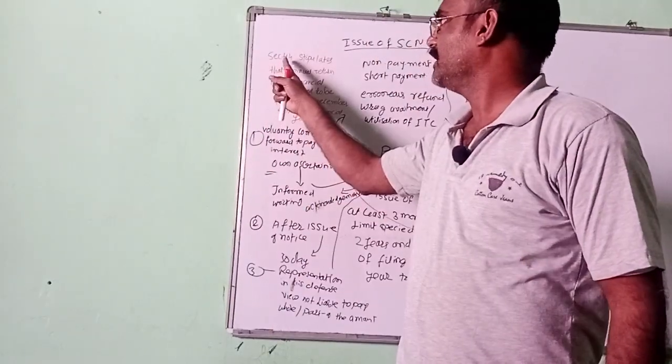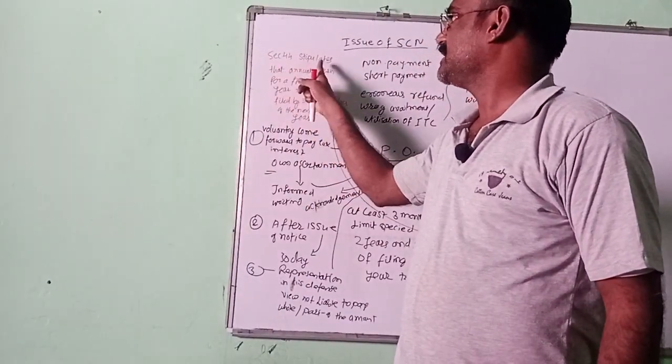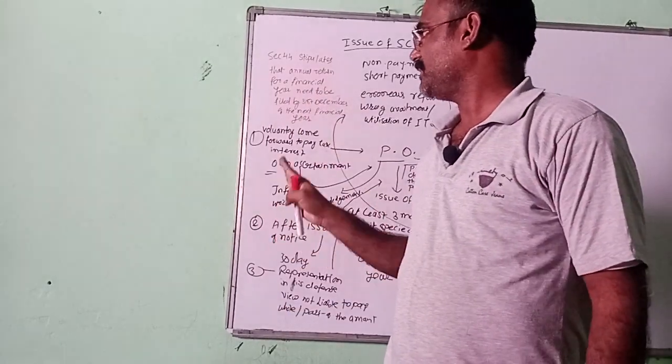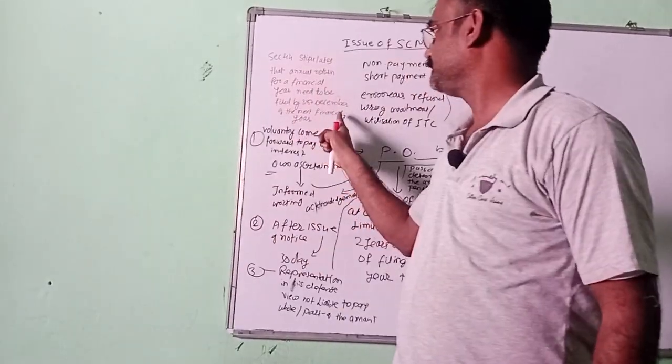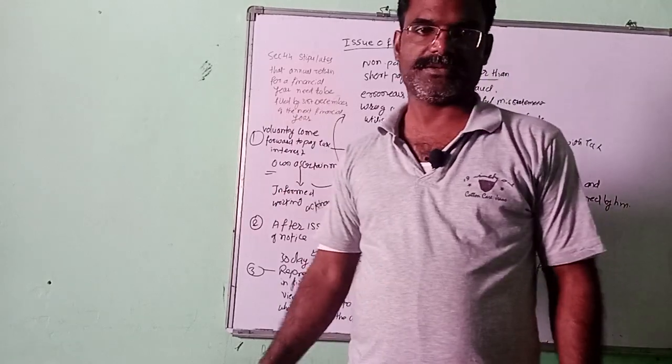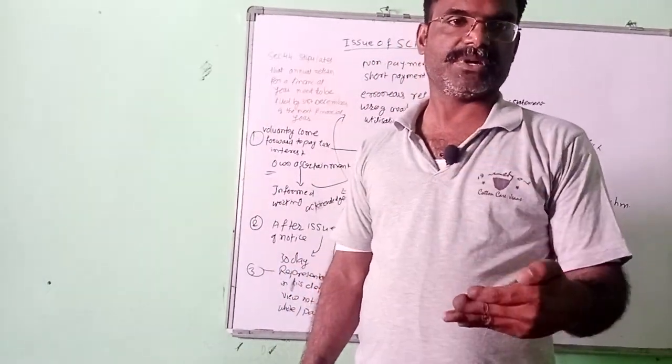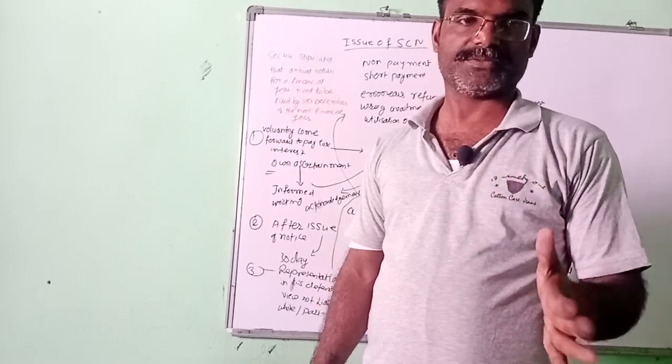As per section 44, it is stipulated that the annual return for a financial year needs to be filed by 31st December of the next financial year. Means in the next financial year, by 31st December, the annual returns should be filed. Okay.